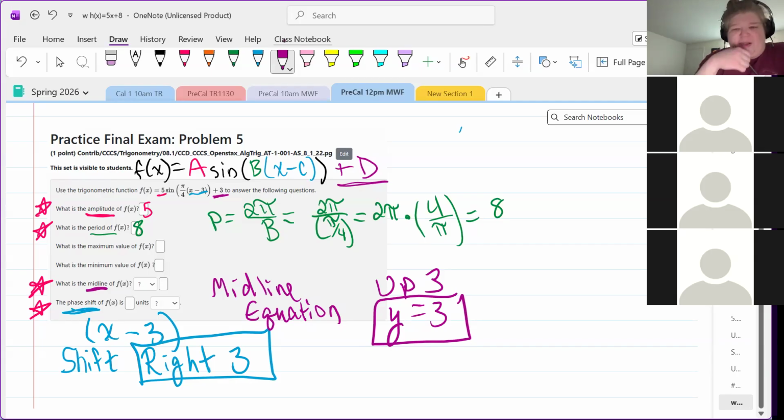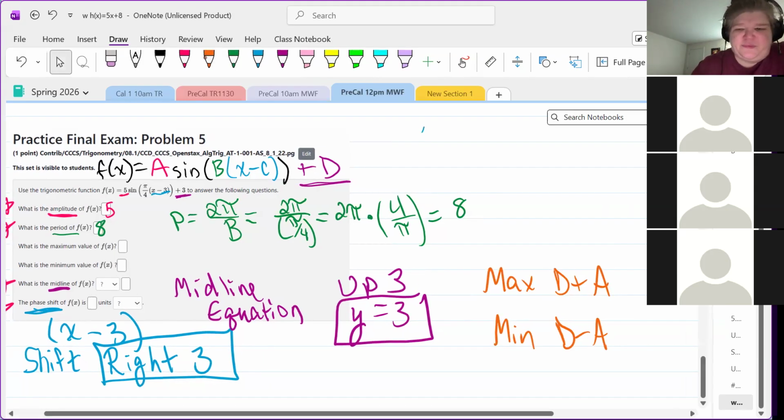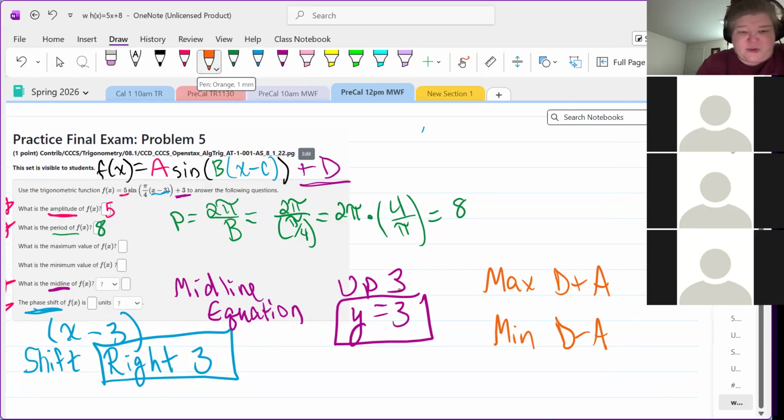And the max and min equation is like d plus a, d minus a. Yep. The midline value plus the amplitude gives you the high points, the maximum points. The midline value minus the amplitude gives you the low points. So in this case, our D value is 3, so it's 3 plus 5 and 3 minus 5. So we get 8 and -2 for the max and the min on this one.